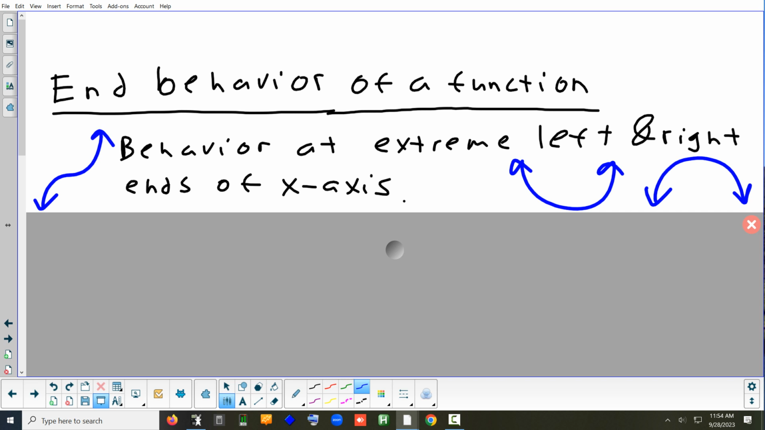Now, if it does something like this, that's exactly the same end behavior as what's next to it. It does little twists and turns in the middle, but when we're talking about end behavior, all we care about is what's happening on the ends. Who cares if it turns in the middle?